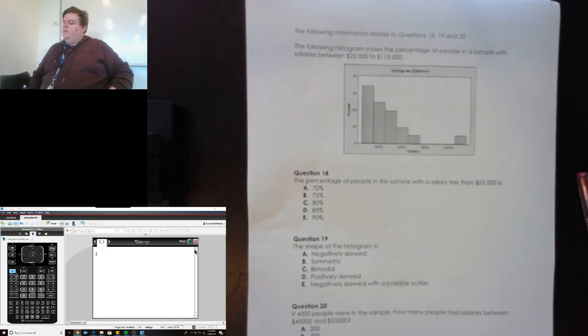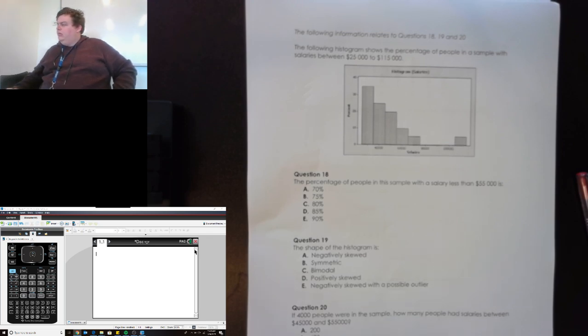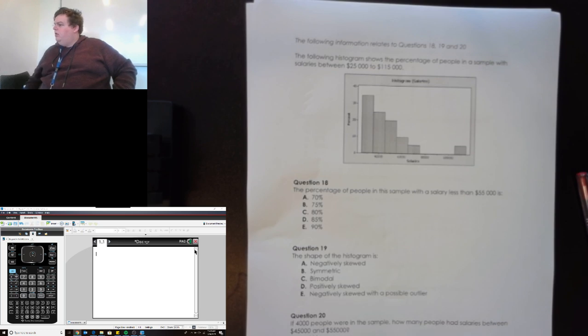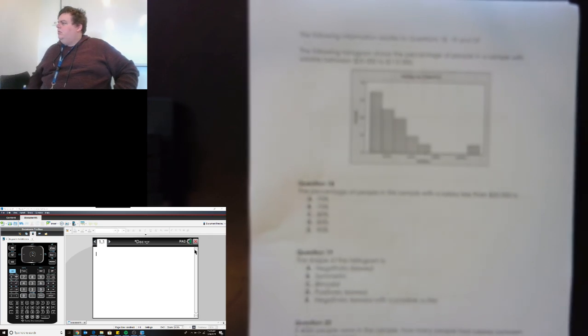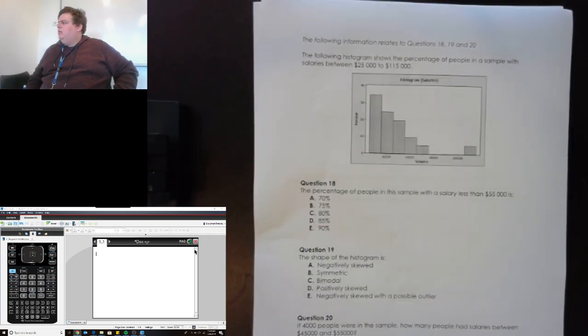Alright, next one. The following histogram shows the percentage of people in a sample with salaries between 25,000 and 115,000. Okay. Hopefully you can see that relatively well. That camera's a little bit blurry, isn't it? Let me just readjust that picture. See if it's a bit cleaner.